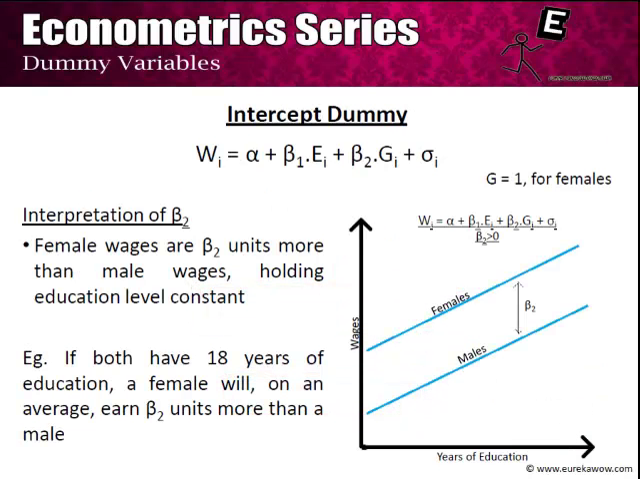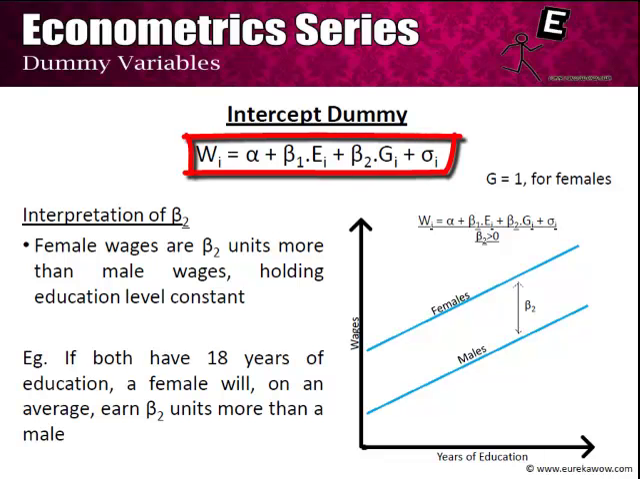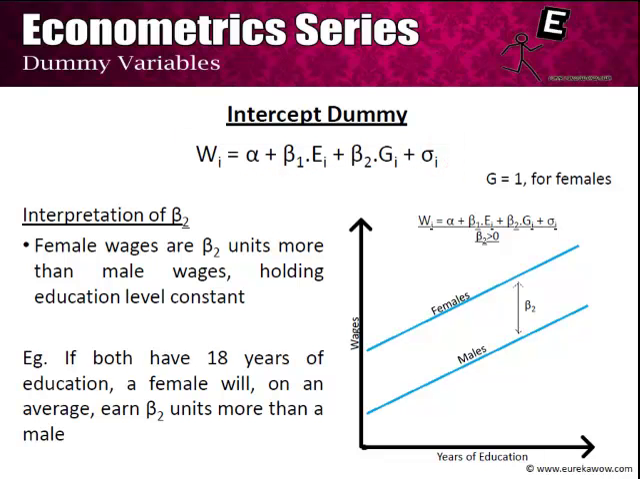An intercept dummy is used when there is a difference between two categories of a qualitative variable which is independent of any other category or any other independent variable. So for example, taking our previous example of wages, we have Wi equal to alpha plus beta 1 Ei, wherein Ei is the years of education, plus beta 2 Gi plus sigma i, where Gi is for females. So G equal to 1 for females and G equal to 0 for males. Now the interpretation of beta 2 in this case will be that female wages are beta 2 units more than male wages, holding education level constant.